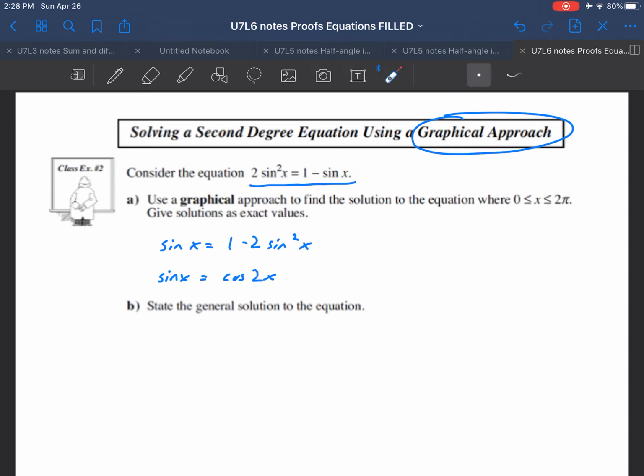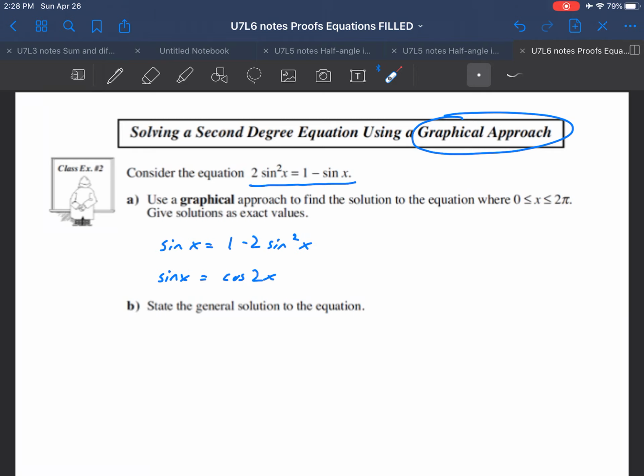So one way you could do this is you could graph this equation, sine x. Hopefully you know what the graph of that looks like. You could graph cosine 2x, and you could see where they cross, right? And again, you're only looking for places that they cross on this interval 0 to 2 pi.